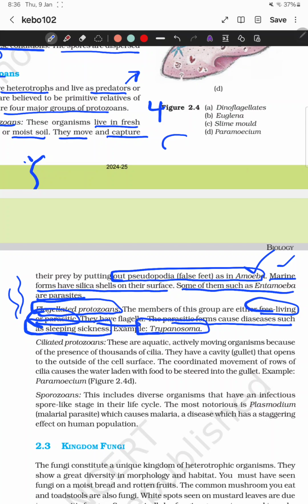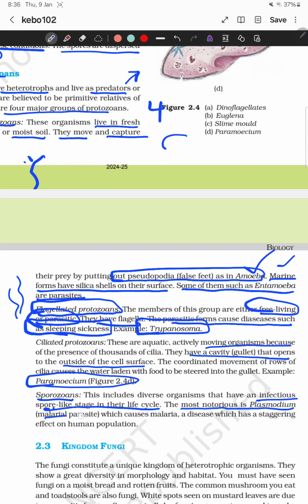Next is the ciliated protozoan. These are aquatic and move actively, and they have cilia and a gut that opens to the outside of the cell. The example is Paramecium. Sporozoans include diverse organisms that have infectious spore-like structures. The most notorious is Plasmodium, the malaria parasite, which causes malaria with a staggering effect on the human population. These are the different types of protozoa.